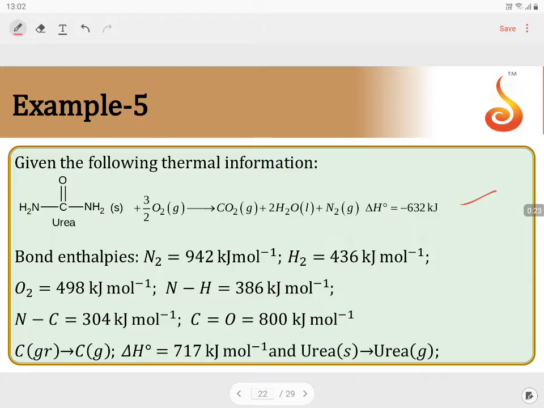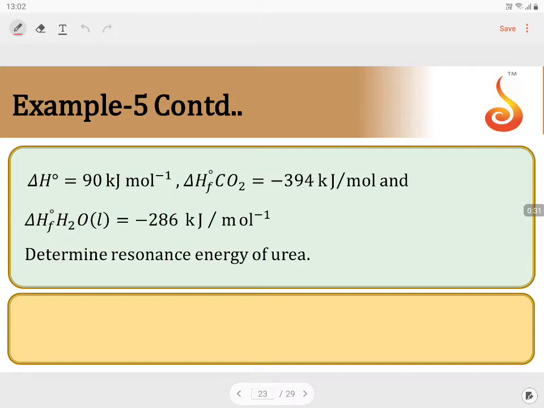and graphite to gaseous carbon, that is sublimation, or atomization, we can say. Even for urea converting into the gas, the sublimation energy is given. Enthalpy of formation of carbon dioxide is given, enthalpy of formation of H2O is given. They are asking to find the resonance energy of urea.